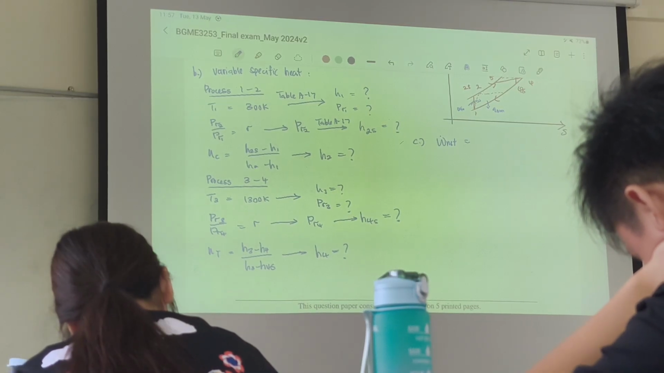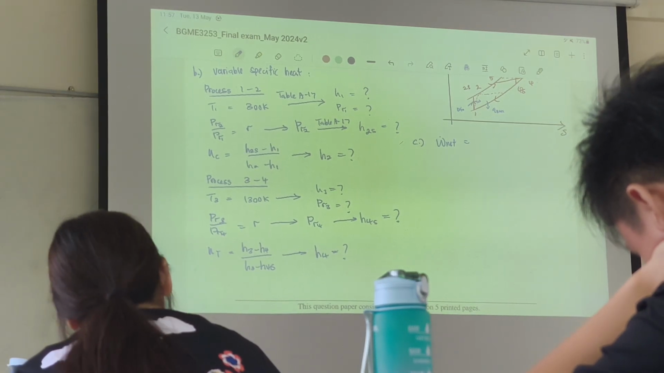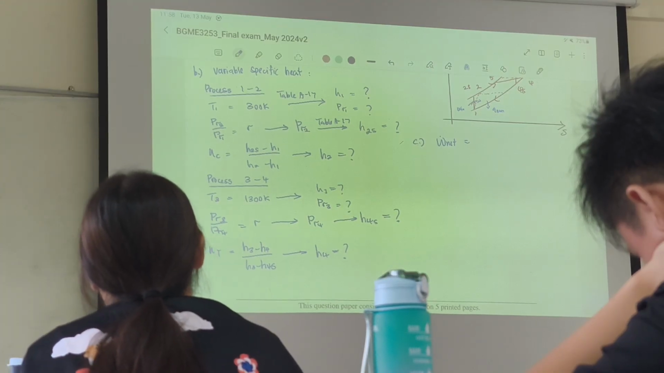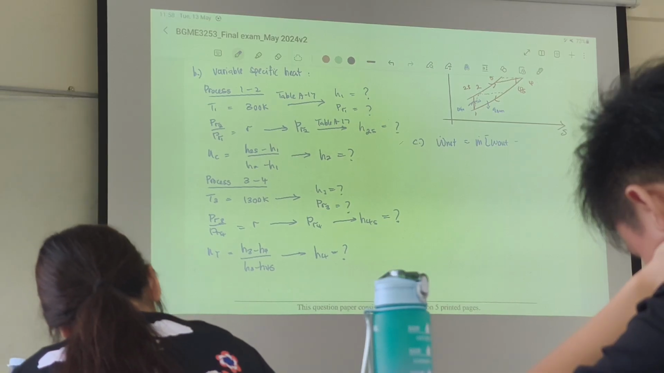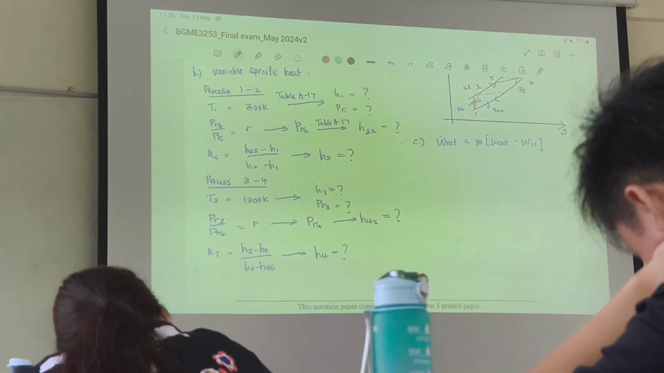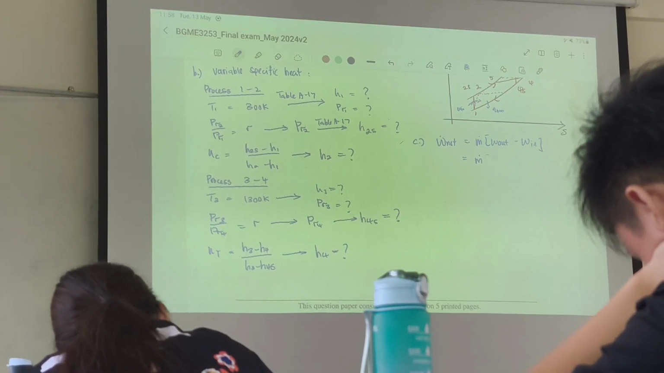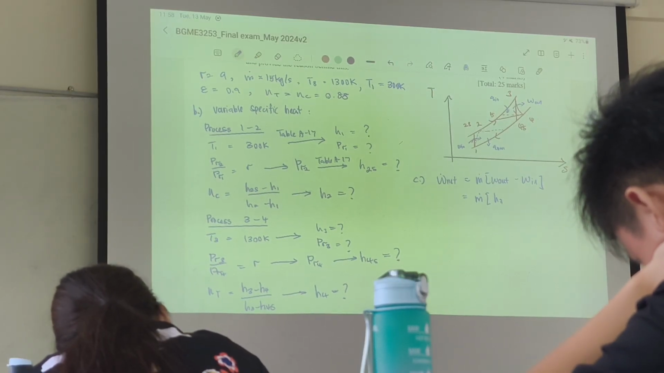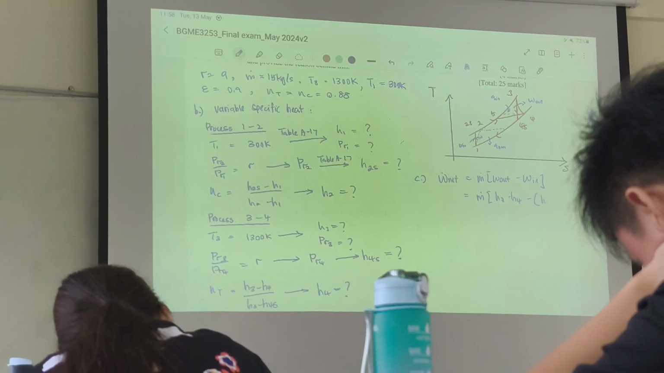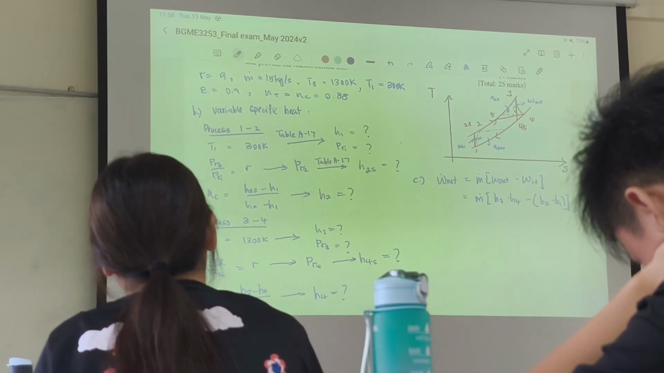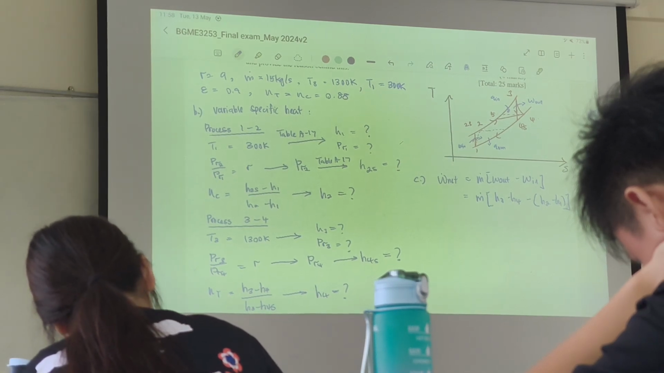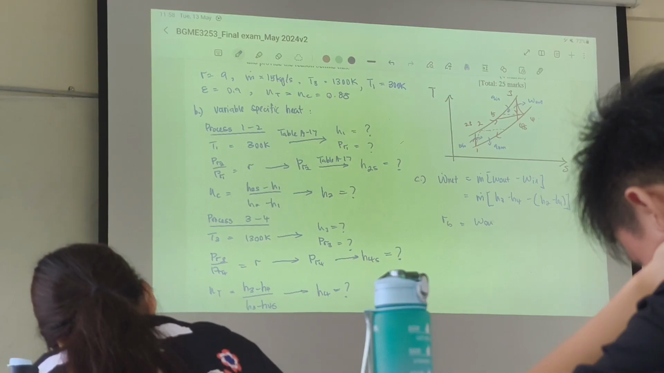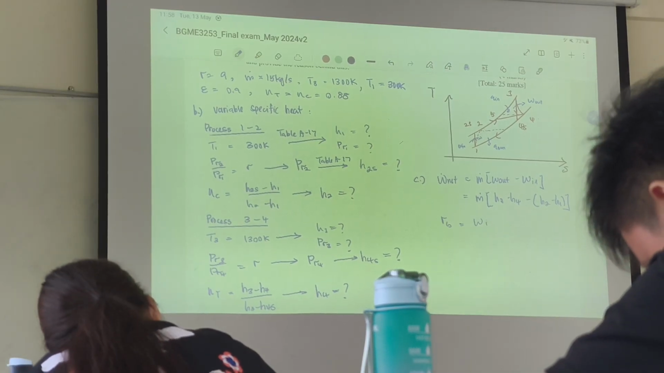For net power output, we don't really need to care about the regenerator yet, because the regenerator only affects QH. It doesn't affect work out or work in. So here you can do work out minus work in first, which is H3 minus H4, minus H2 minus H1. For the back work ratio, you also don't need to care about it, because back work ratio is just work in over work out.